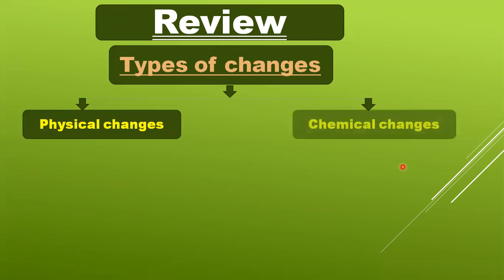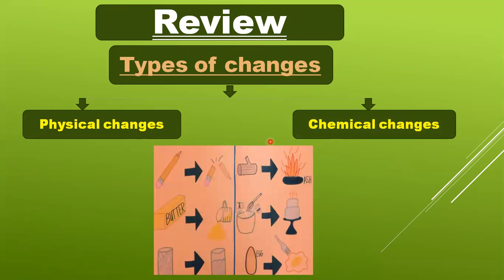As we know, we have two types of changes. The first one is the physical change and the second one is the chemical change. Now, we are going through the difference between them. First of all, class, let us discuss the first point of difference between the physical change and the chemical change. What will happen in case of the physical change? The physical properties of the substance are going to change.